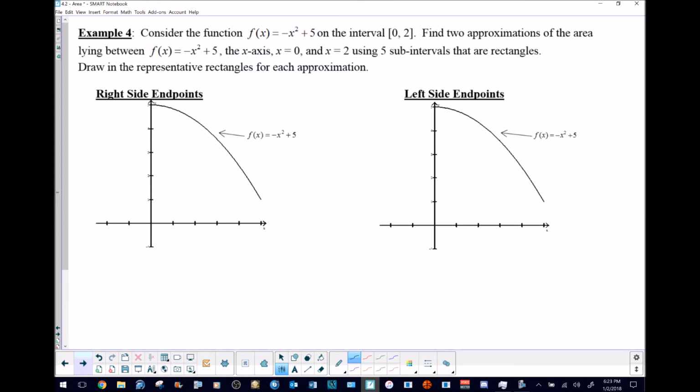So if we look at our example, this is a very typical opening example about finding area using rectangular subintervals. We would have the function f of x equals negative x squared plus 5 graphed on the interval 0 to 2. And we're to find the two approximations of the area that lies between that function, the x-axis, and the vertical lines x equals 0 and x equals 2, using 5 subintervals that are rectangles. And we're asked to draw in the representative rectangles for each approximation.